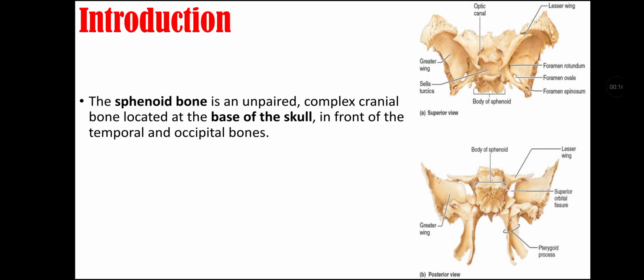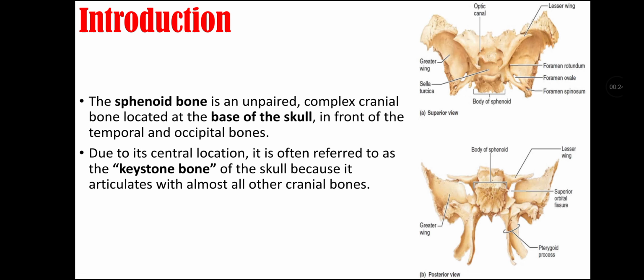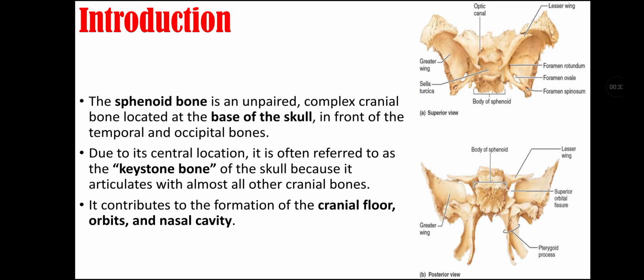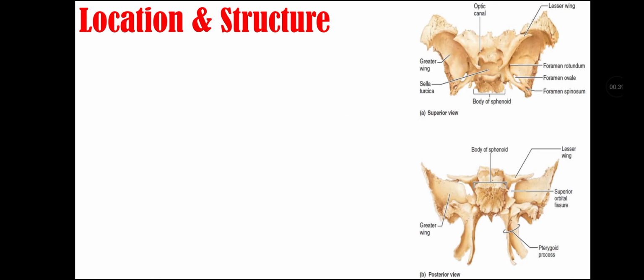Sphenoid bone is an unpaired complex cranial bone located at the base of skull, in front of temporal and occipital bones. Due to its central location, it is often referred to as the keystone bone of skull because it articulates with almost all other cranial bones. It contributes to the formation of cranial floor, orbits, and nasal cavity.